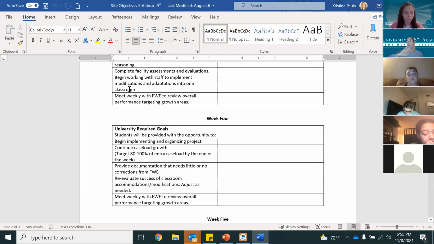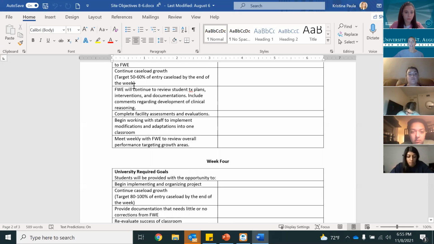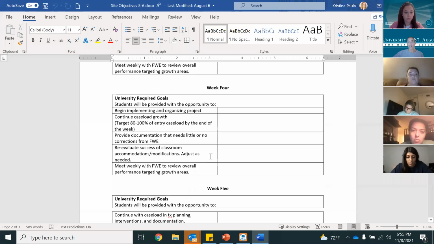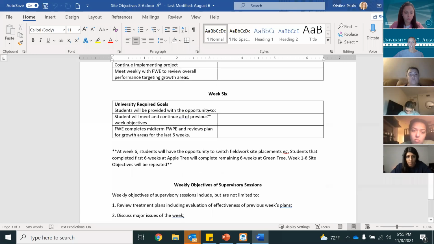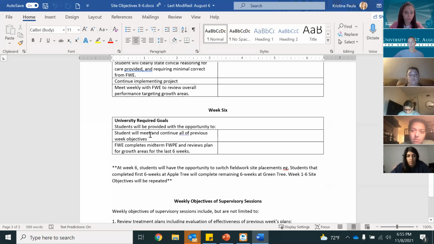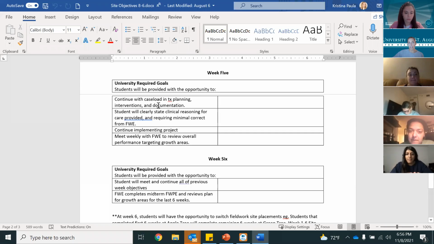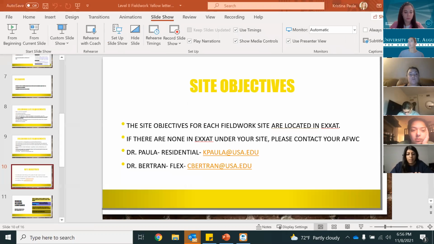This is going to be a little bit different because these were two 6-week rotations. So the student was already expected to do more by week 3. But you'll see as the university site objectives grow or extend, as you go through the weeks, your expectations grow into entry level. So by the time, let's say this was week 12 instead of week 6, you'll have met all the week objectives. You'll pretty much have a passing score. This is week 5, continue with caseload and treatment plan, interventions, documentation. But as you can see, it's just a week by week play of what the expectations are for the student. Okay? That's going to be in Exxat.